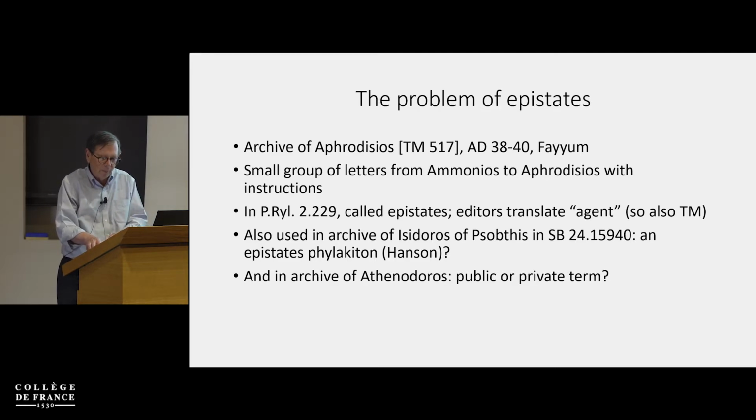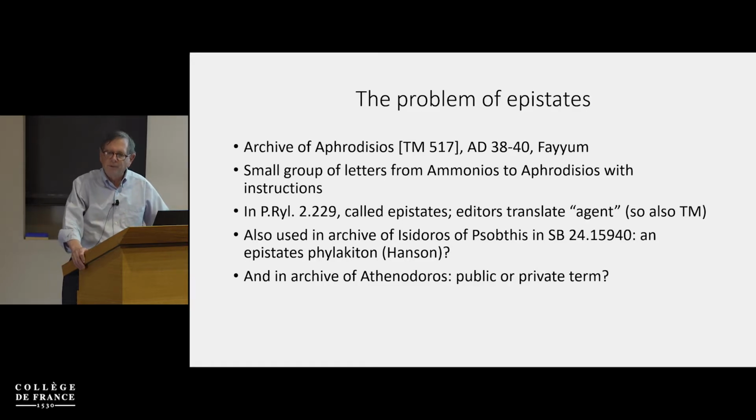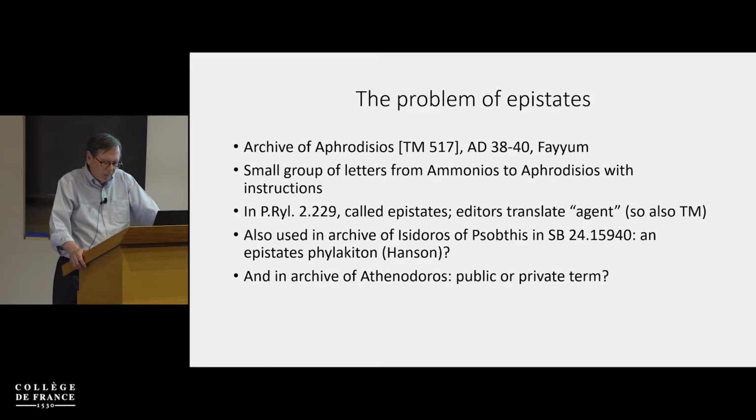weekly messengers. Given the apparent relationship of the 2 men, it is perhaps not surprising that the editors translated epistates in Ryland's Papyrus 229 as agent, and Trismegistos calls the archive that of Aphrodisias, agent of Ammonius. That he functioned as an agent seems likely, but that epistates was his title is far less clear. Still less attractive is actually translating epistates as agent, as the editors do.